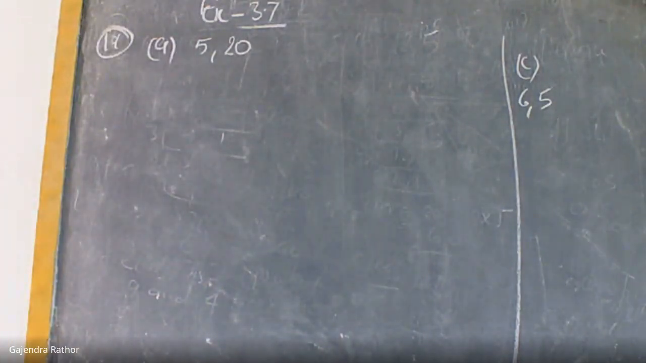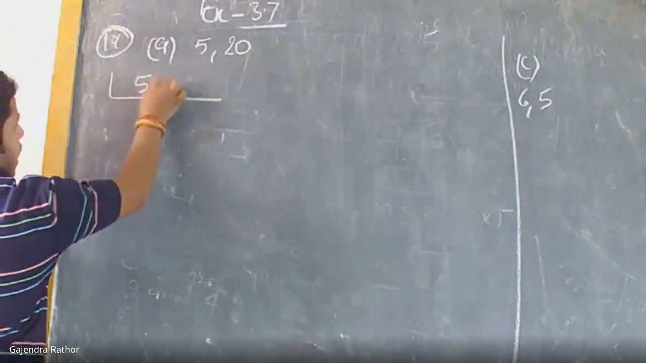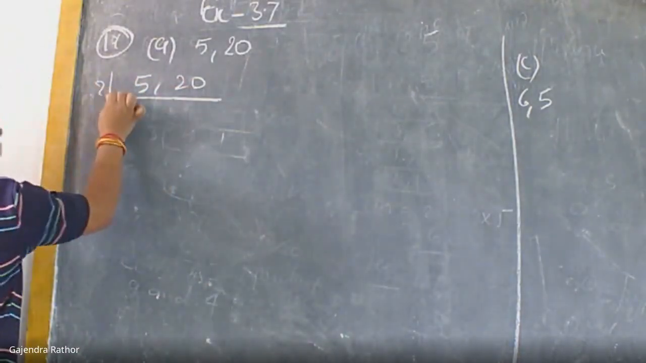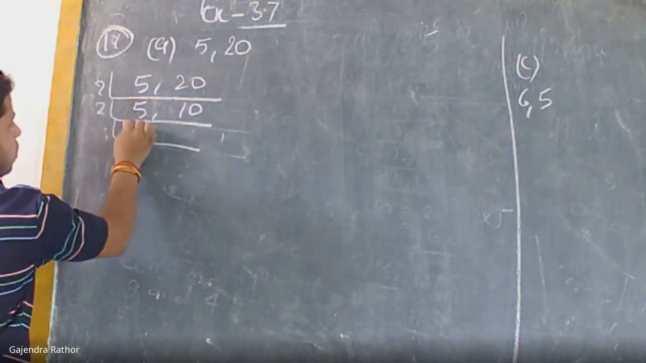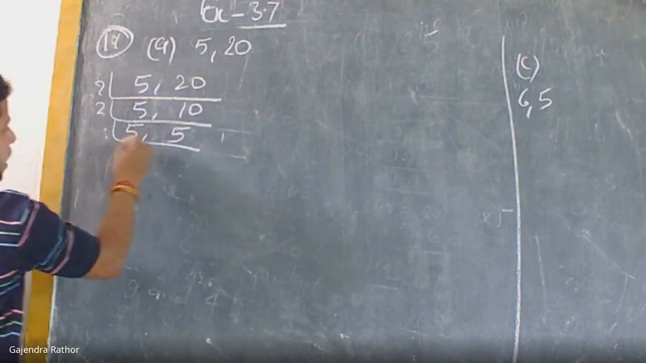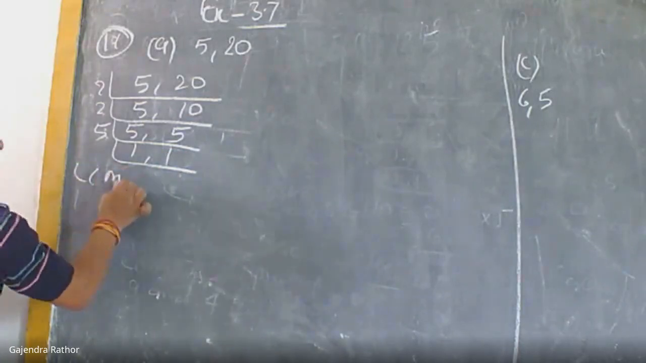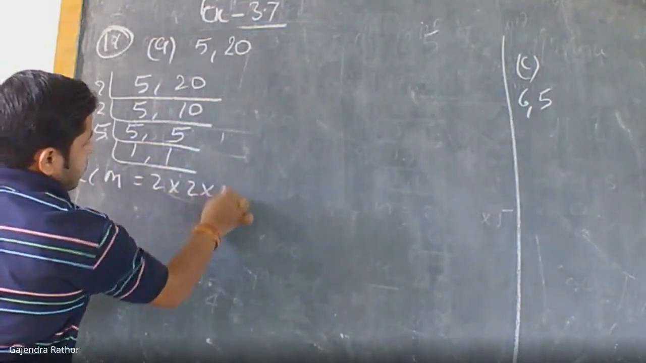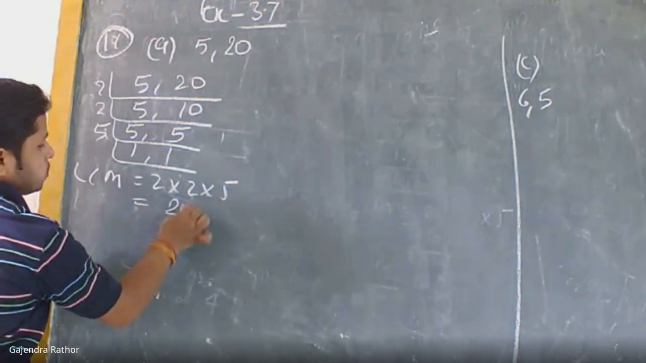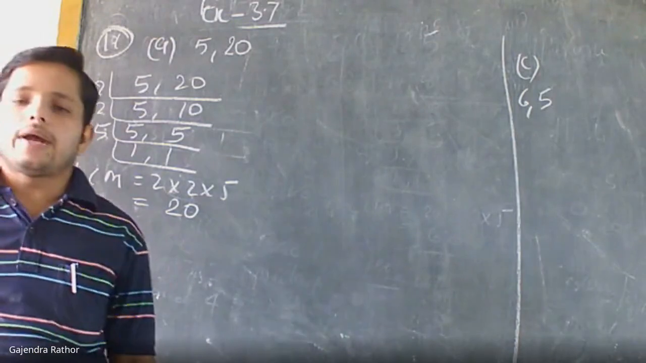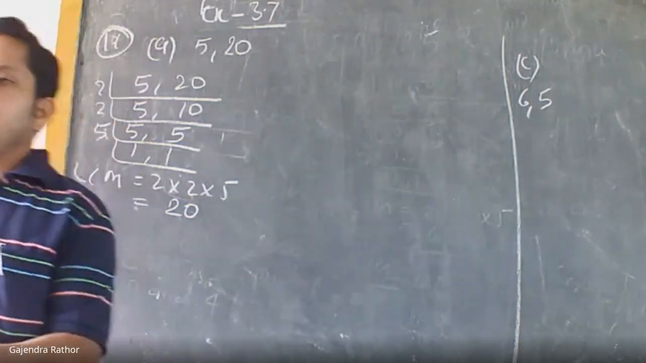5 and 20. Divide by 2: 5 and 10. Again divided by 2: 5 and 5. Divided by 5: 1 and 1. So LCM is equal to 2 multiplied by 2 multiplied by 5. So LCM is 20. So the LCM of these numbers is 20.